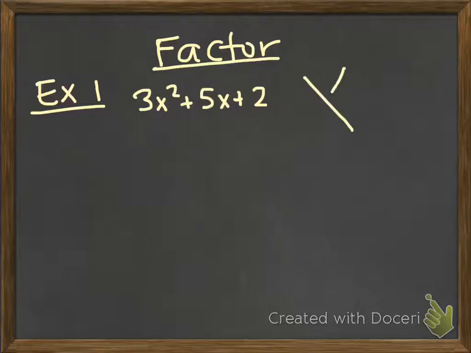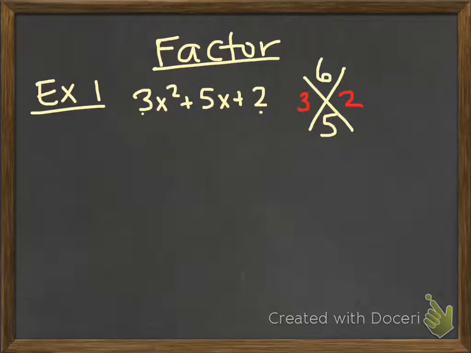So you're going to do the diamond. Take the first number times the last number, 3 times 2. That's 6. And the middle number is 5. So you're going to figure out what two numbers multiply to 6 and add up to 5. That would be 3 and 2.